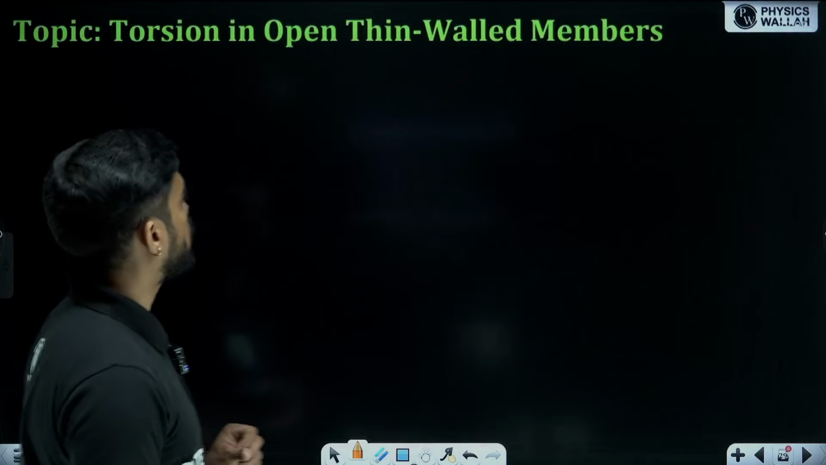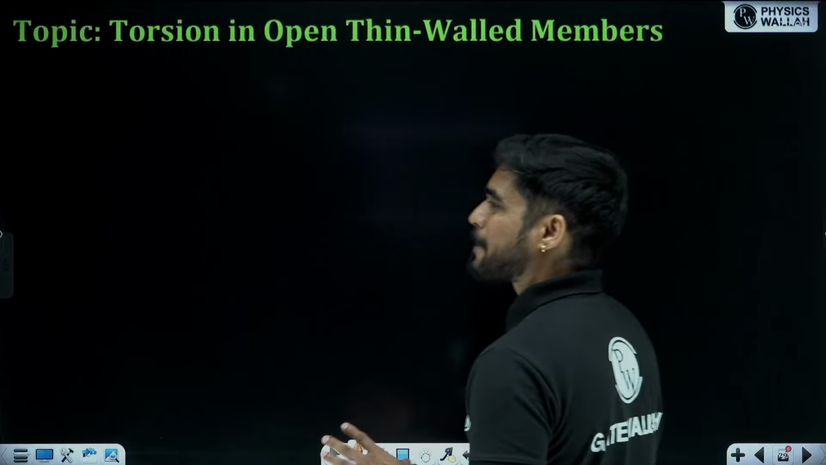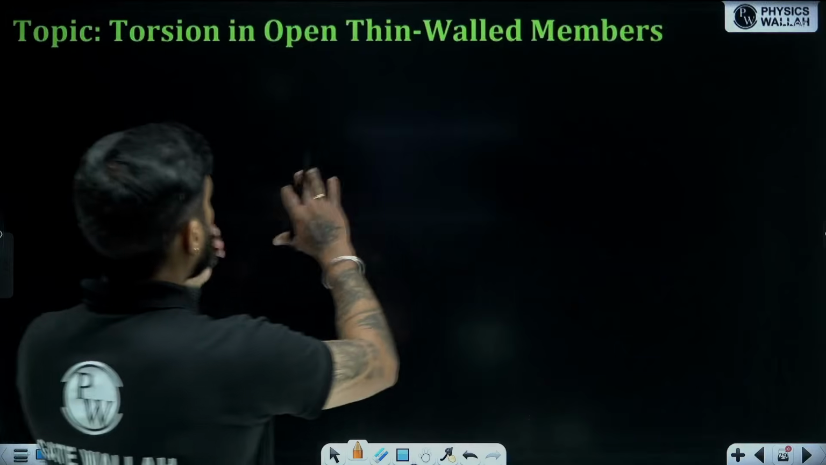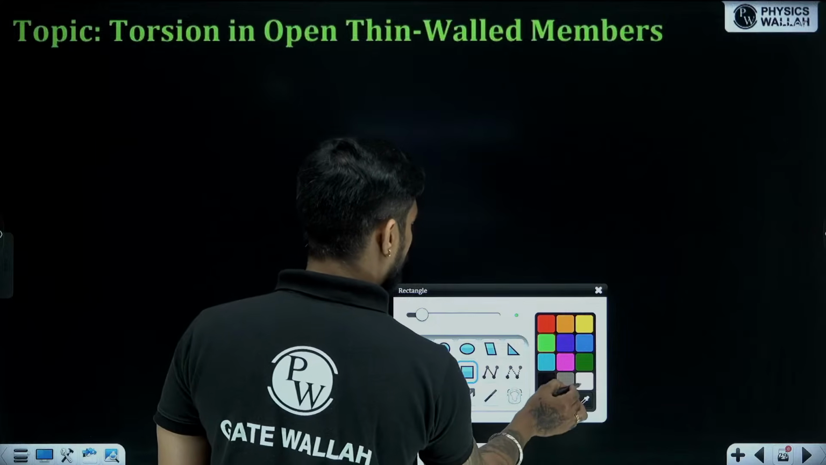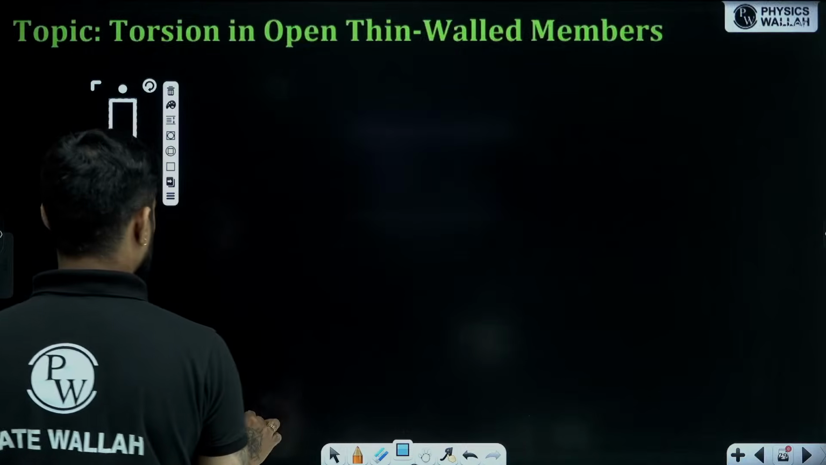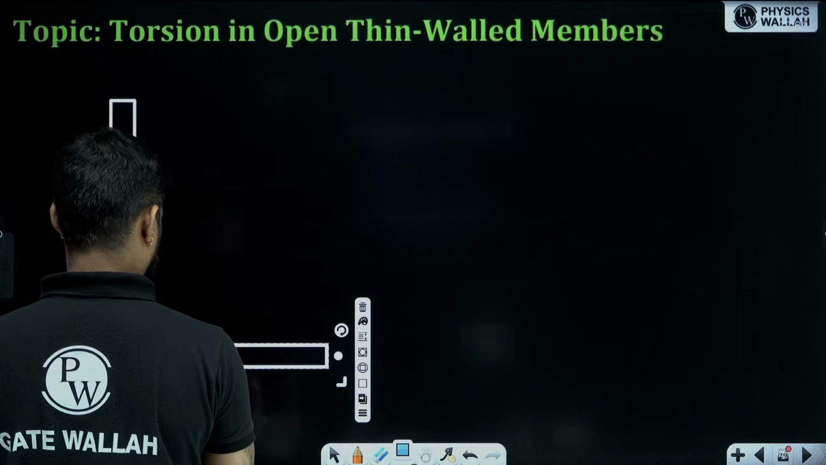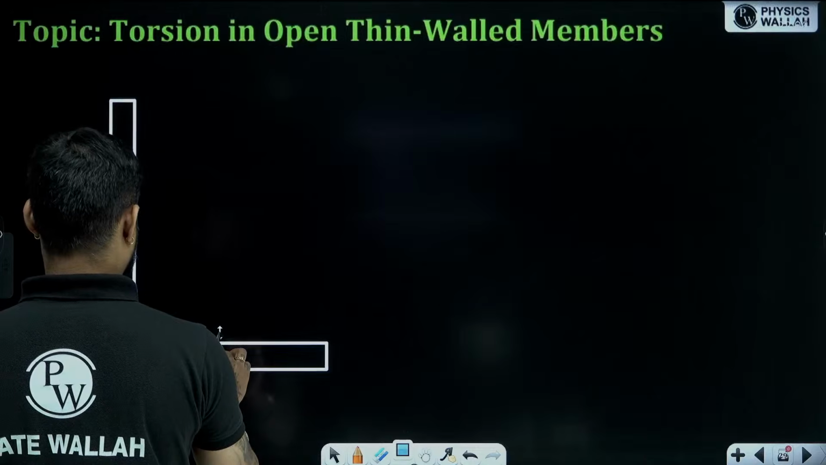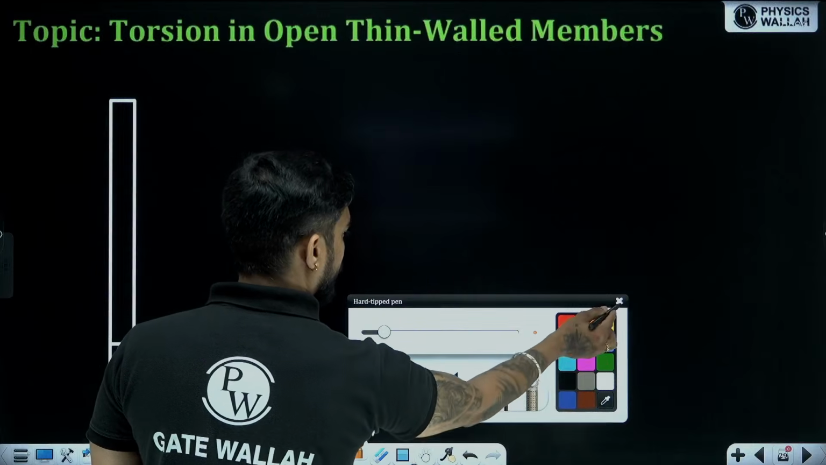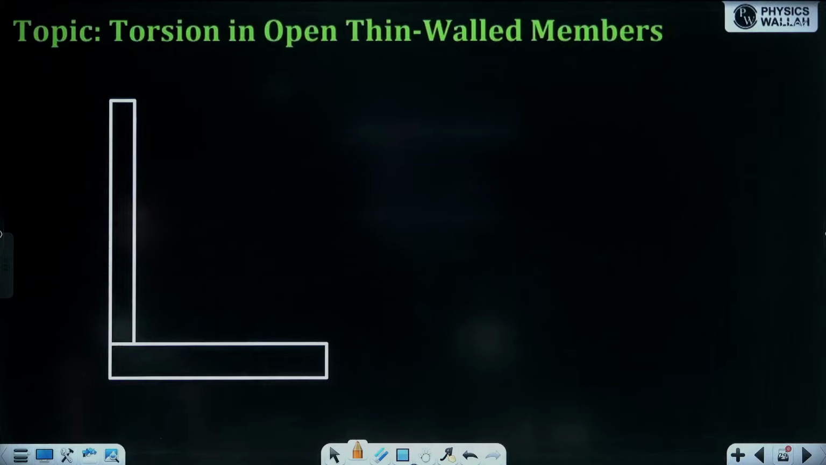Now let's move on to torsion in open thin walled members. Let me tell you, open thin walled members are a bit tricky. The equations here are not easily derived. Okay, what are open thin walled members? Let me give you just one example right now. Let's say you have this L type section. So this is again a thin walled member, but this is not closed.